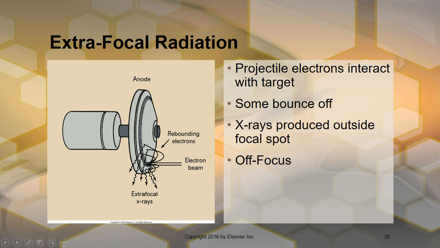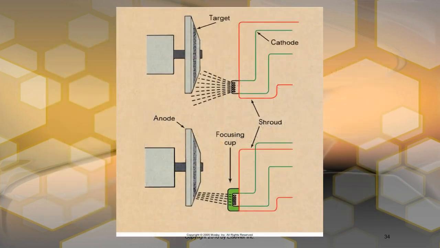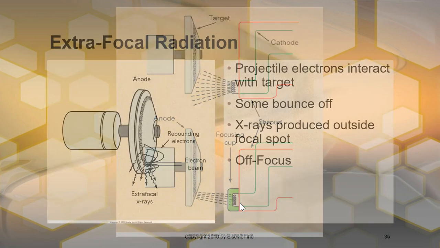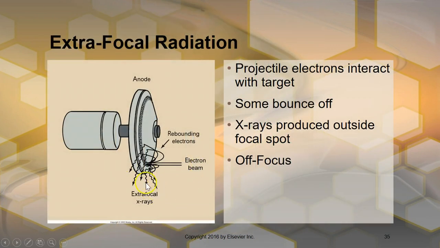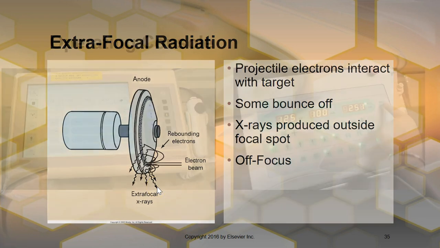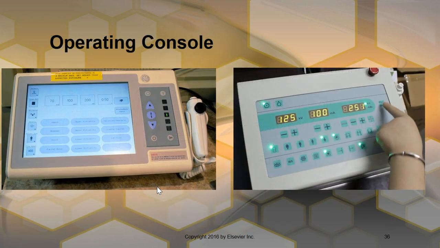So it increases the patient's skin dose, it reduces the image contrast, which I know we're not into contrast yet, but that's whether your image is nice black and white or if it's a gray, kind of a muddled kind of appearance. So that's what this whole process is about. The cathode has the two filaments, makes the electrons. The focusing cup keeps them in control so that they go exactly where they're supposed to, and we don't have as many extrafocal X-rays.